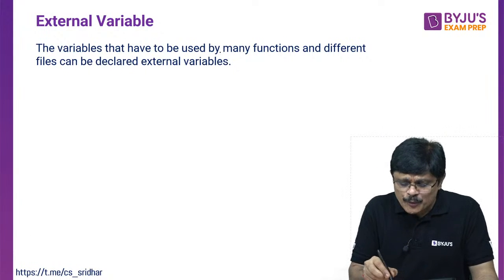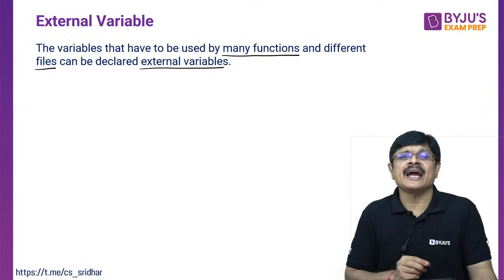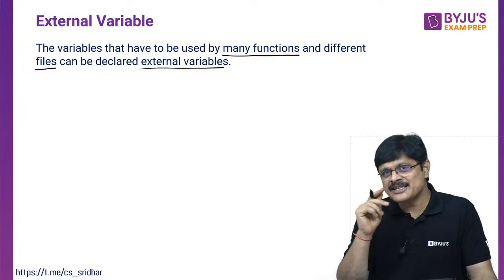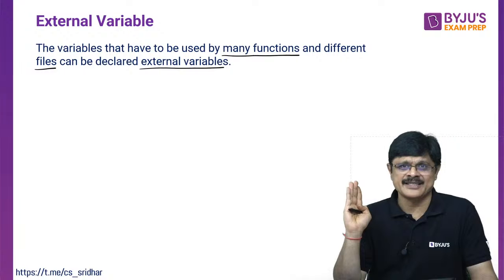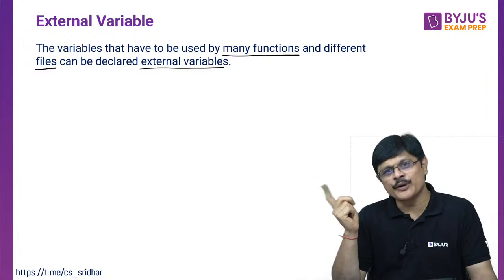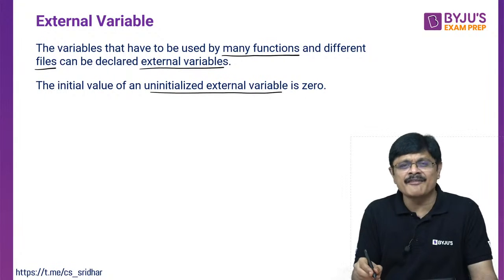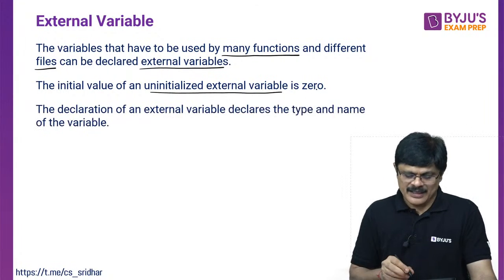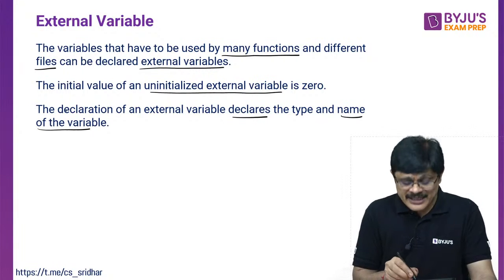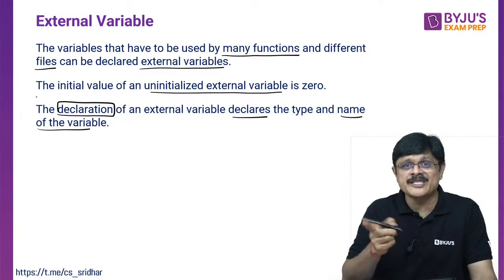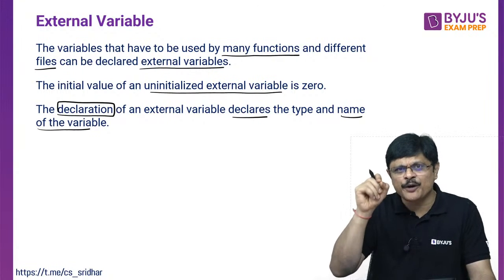The variables that have to be used by many functions and different files can be declared as external variables. These external variables are defined once, and can be declared many times, my dear friends. Am I clear? You can declare and use it many times. The initial value of an uninitialized external variable will be 0. The declaration of an external variable declares the type and name of the variable. For external variables, there is a difference between declaration and definition.